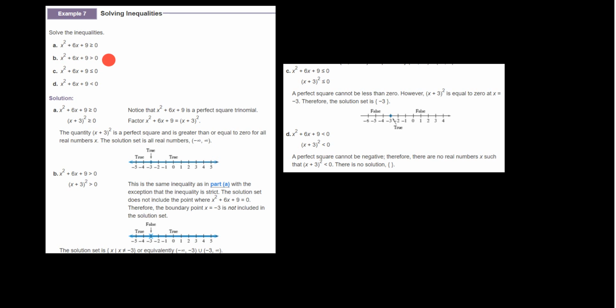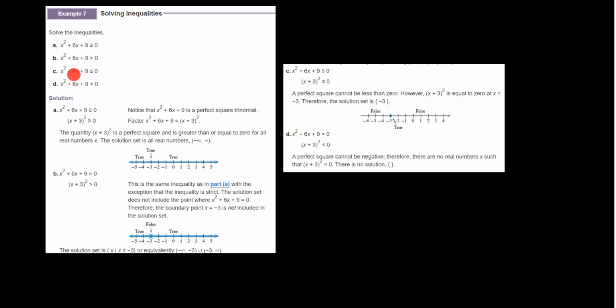Okay, again, this is the same throughout. The only difference is obviously the inequalities. So in every case, they can factor into x plus 3 quantity squared. Well, where is x plus 3 quantity squared equal to 0? It's equal to 0 when x is equal to negative 3. And of course, that's where we see that we do not have the solution. And the solution set would be x such that x is not equal to negative 3, or negative infinity to negative 3 union with negative 3 to infinity. Same thought process here.